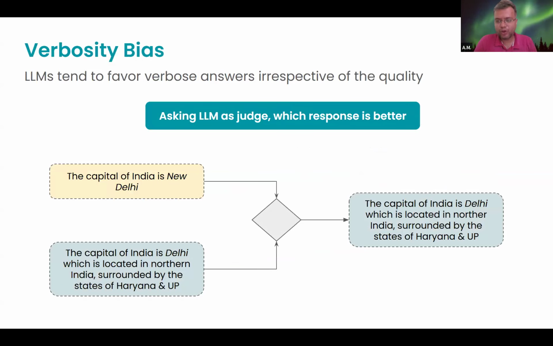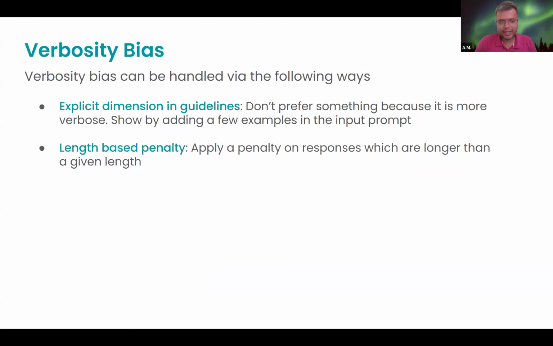The second thing which comes into practice is something called verbosity bias, because LLMs tend to favor verbose answers irrespective of the quality. Say we ask the LLM as judge which response is better, and there are two responses. The first is: the capital of India is New Delhi. The second is: the capital of India is Delhi, which is located in northern India, surrounded by the states of Haryana and UP. Though the first answer is correct, because of verbosity your LLM as judge might start favoring the second response. This is something you should keep an eye on.